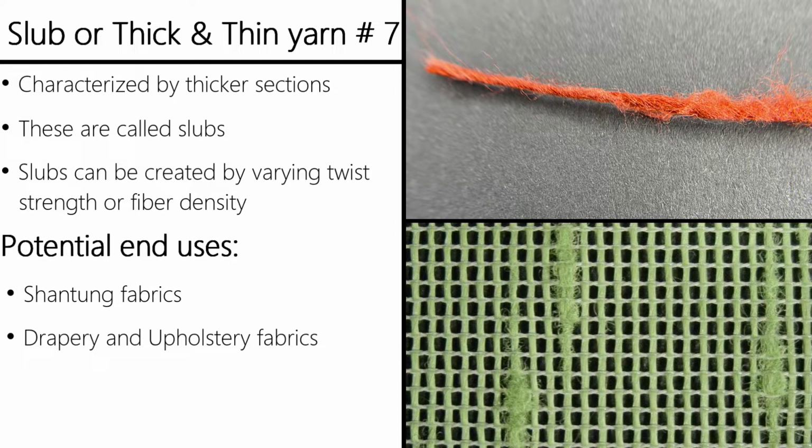Thick and thin yarns can also be created by simply varying the amount of fiber used along the yarn, putting more in the slubs. These types of yarns can be found in shantung fabrics, drapery and upholstery fabrics, and in hand-knitted sweaters.